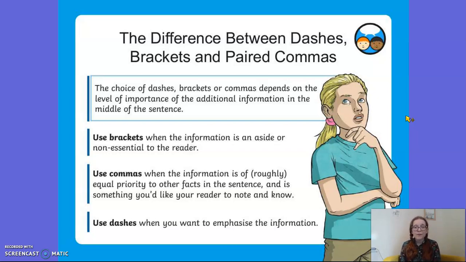Use commas when the information is of roughly equal priority to the other facts in the sentence and is something you'd like your reader to note and know. So if you've got two bits of information and they're both important for the reader to know, you use commas because that tells me that they are equally important, more or less. And then use dashes when you want to emphasize the extra information. When that extra information is so important that your story cannot progress without that bit of information, you are going to use your dashes to emphasize it.